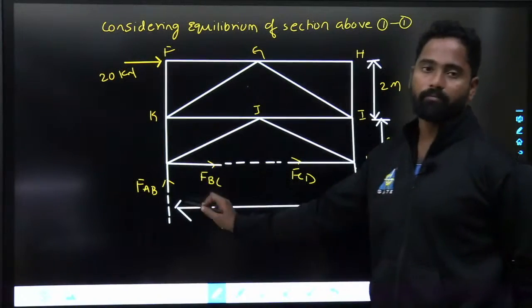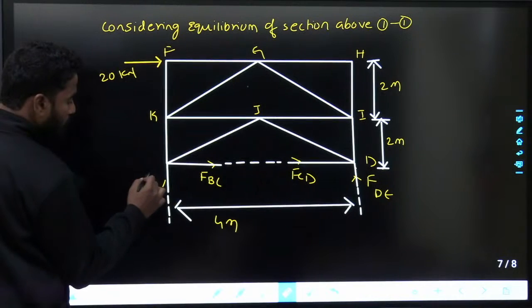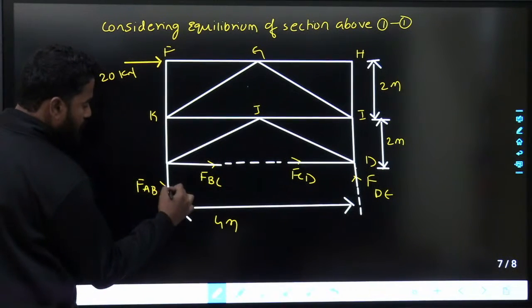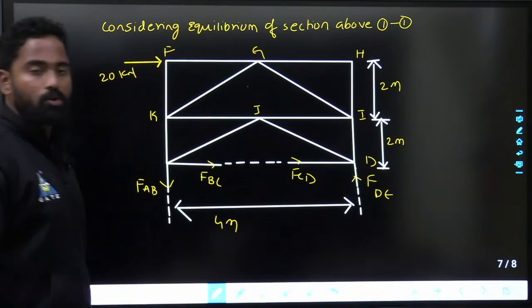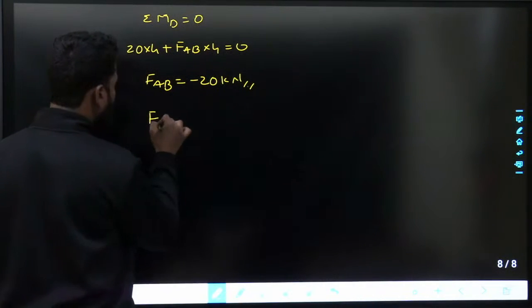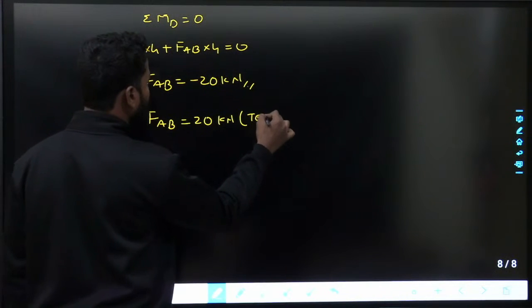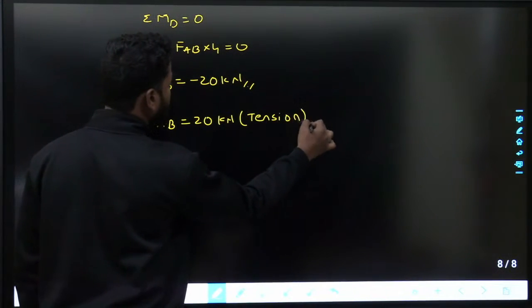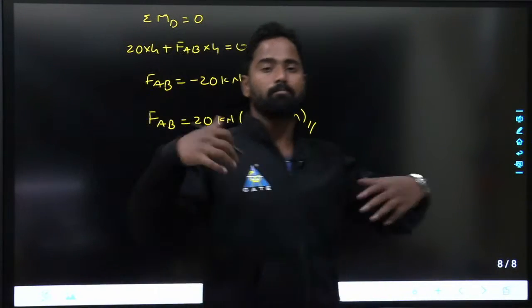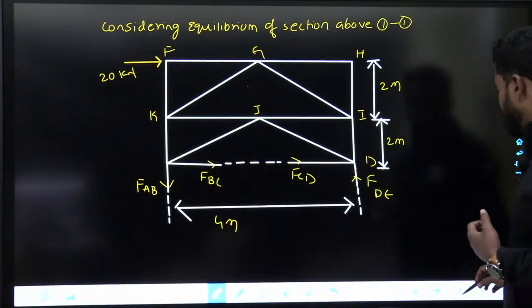Minus means the assumed direction is wrong. You have assumed upward towards the joint. That is wrong. If this is wrong, this would be away from the joint. Away from the joint means tension. So what I can write is FAB equals to 20 kilonewtons tension, away from the joint. So the question looks big, but the answer is very simple. You should know where to cut.